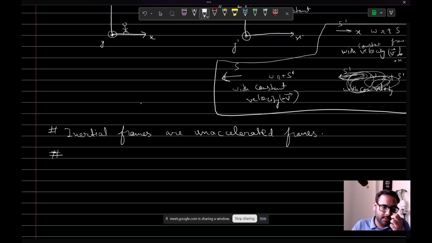We are going to stop this class in 5 minutes. But what about non-inertial frames? What are these? Just the opposite of these frames. Non-inertial frames are accelerated frames.